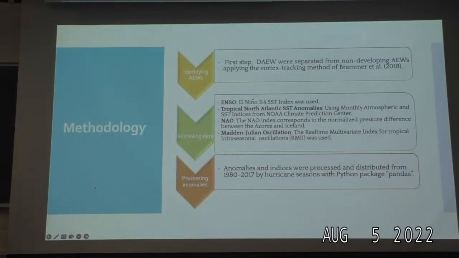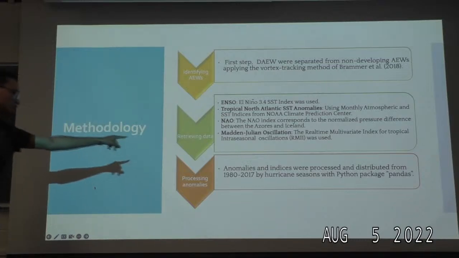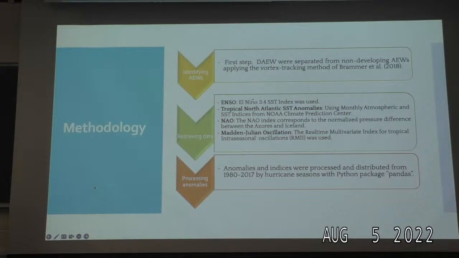So for the methodology employed in this project, the first step was that the developers were separated from the non-developing waves using the vortex tracking method of Grammar. Then we retrieved the data for each of the phenomena studied, and then processed the anomalies and indices using the Python package pandas.